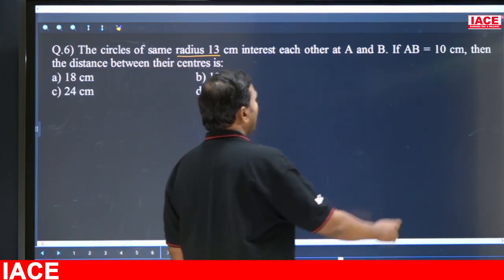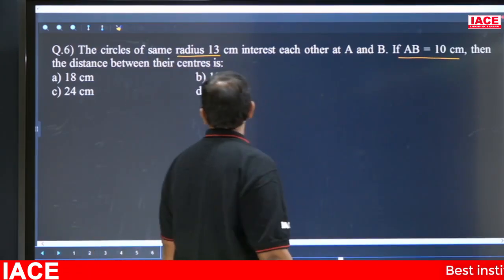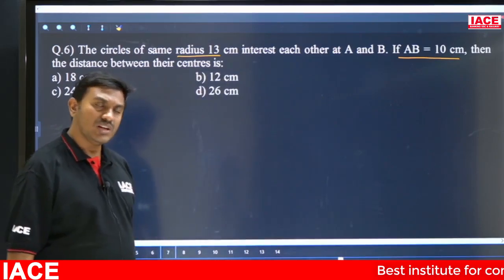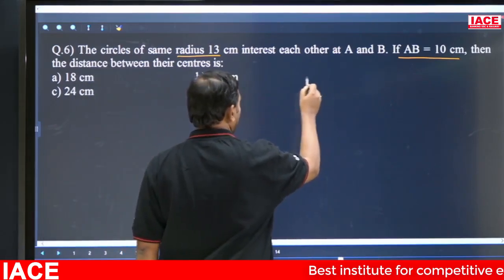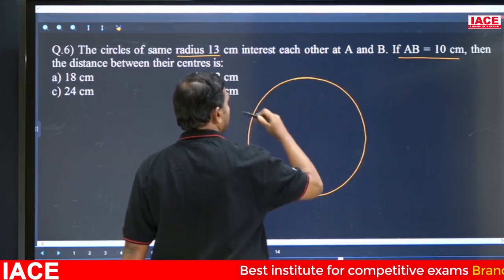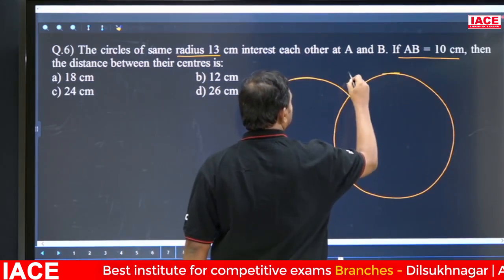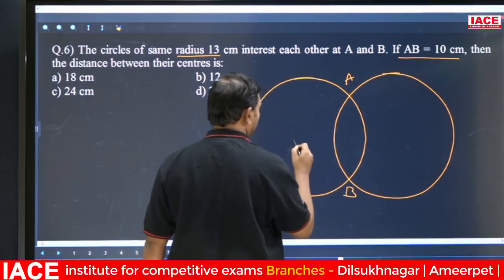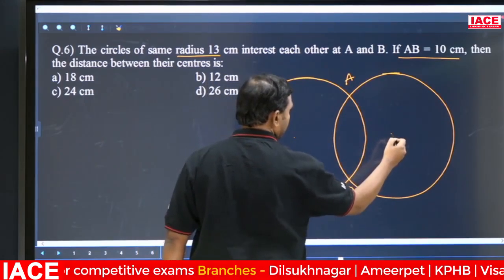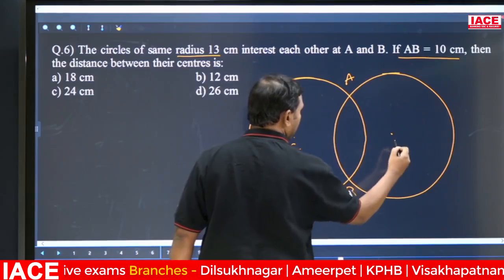What is the length of the chord AB? 10. Then what is the distance between the centers? He is asking that. Two equal circles, both intersecting at A and B. This is one center and this is another center. Let C and D be the centers.